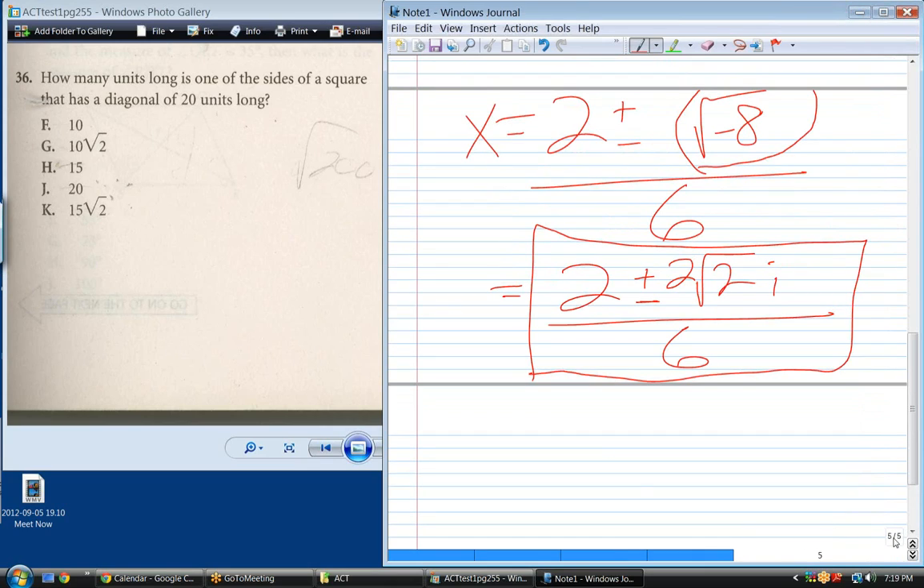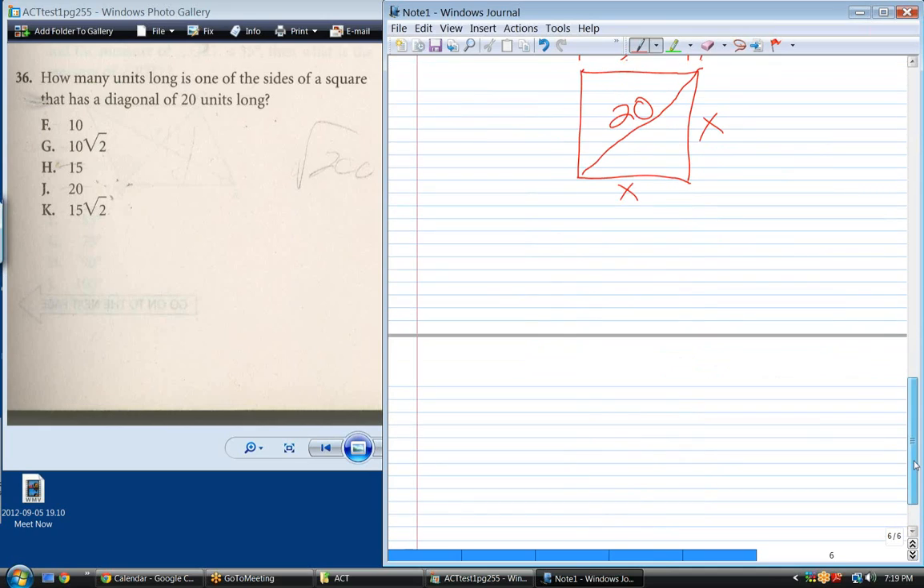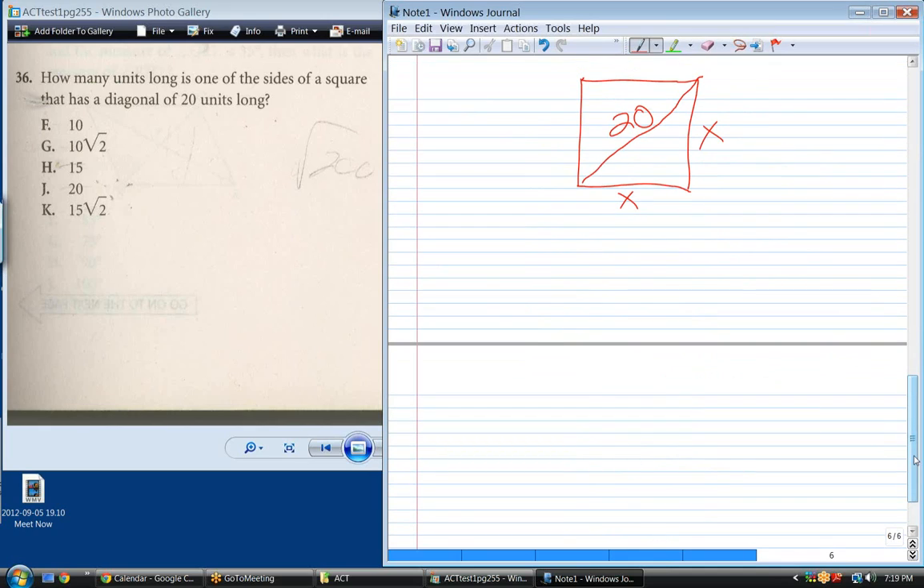All right. If we have a square and its diagonal is 20, what's x? How do we solve that problem right there?